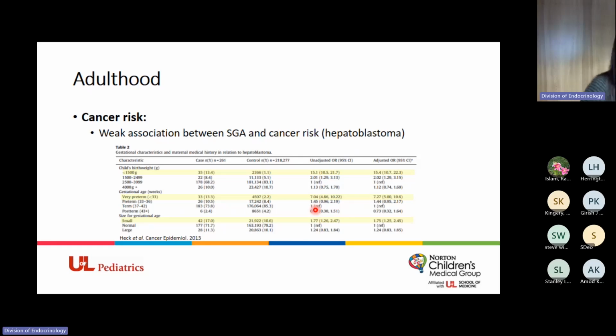So there is a weak association between SGA birth and cancer risk, and I think this comes more from a very clear association that has been linked with preterm birth and very, very low birth weight, and specifically hepatoblastoma. There are multiple studies showing that. We can see here that in babies that are less than 1,500 grams, the odds ratio is 15. And those that are preterm, it is 7.4. But there's only one study, this one, specifically looking at SGA birth, and for SGA birth, it's only 1.7. So compared to very low birth weight and preterm birth, it is really not as pronounced. That's why they say that it's more a weak association.